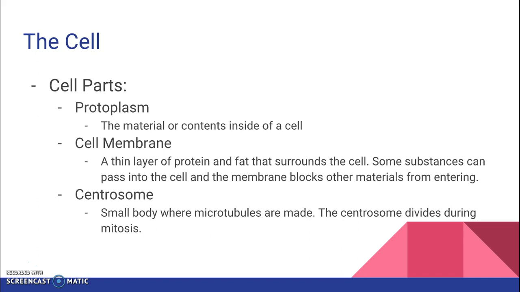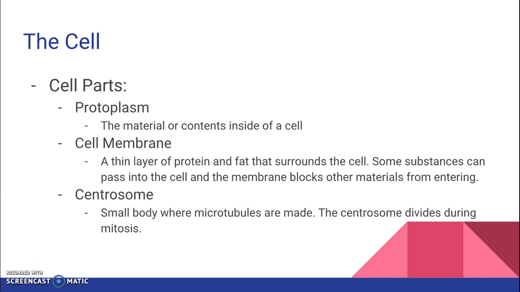There's a whole bunch of different parts of the cell, and we're going to talk about a few of them. The protoplasm is a fancy word for everything that's inside the cell. Okay, so everything that is inside the cell is considered to be a part of the protoplasm. The cell membrane is a very thin layer of protein and fat that surrounds the cell. So it's basically just the outside of the cell. Some substances can pass into the cell, and then sometimes the cell membrane will actually block other substances from entering the cell.